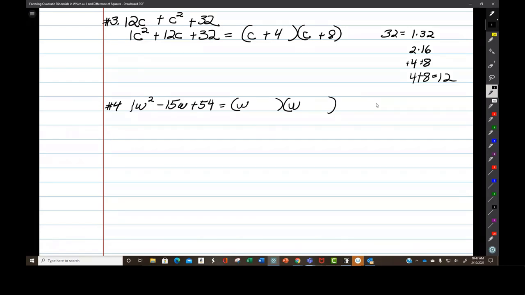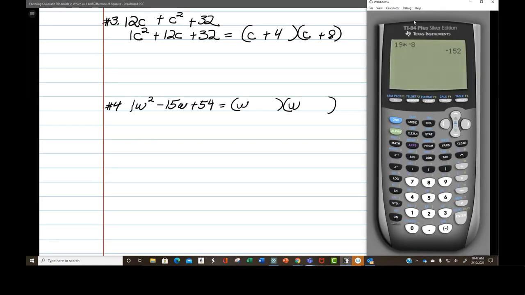All right, so I'm going to take the number at the end, 54, the constant, and start factoring it. And remember, we used a calculator to help yesterday, so you can always do that. 1 times 54. 2 times 27. 3 times 18.